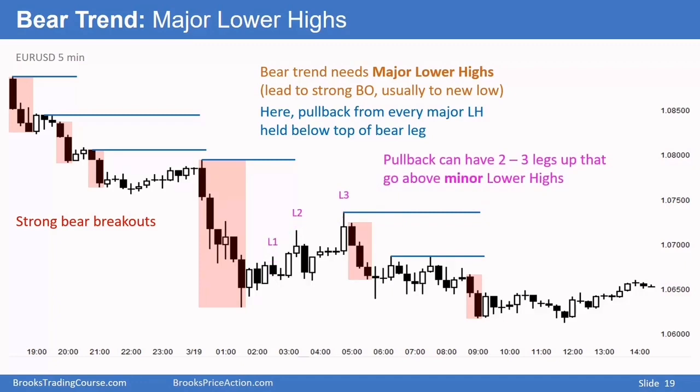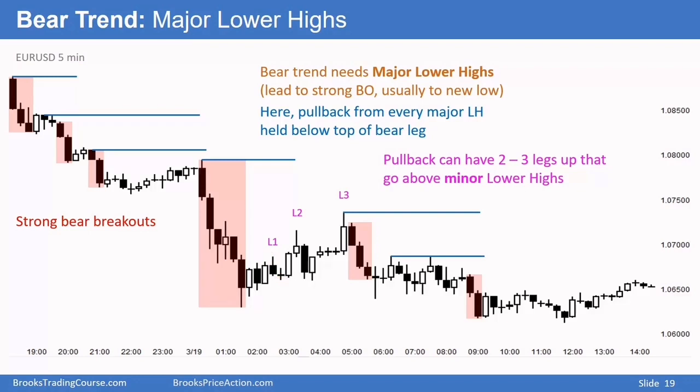Pullback sometimes can have 2, 3, 4 legs. So we've got one leg, a low 1, low 2, and then a low 3. So this is a low 3 and a lower high in a bear trend. So you can call it a wedge bear flag, you can call it a wedge lower high, but it's a major lower high. And each one of these pushes up, creates a minor lower high.